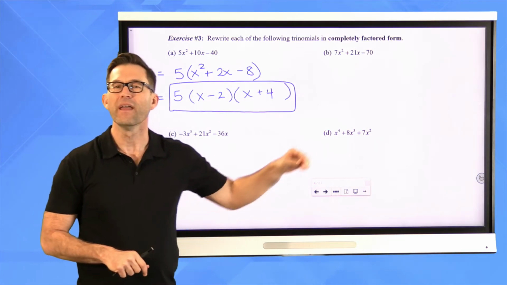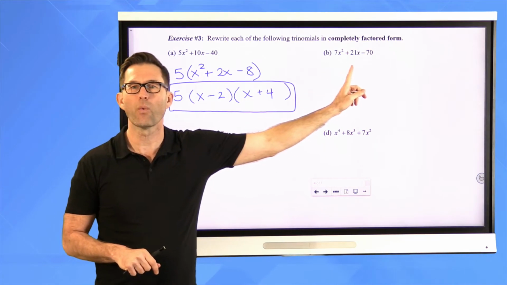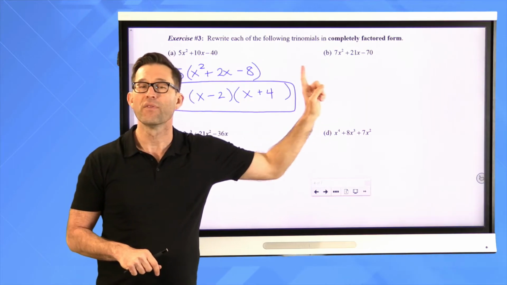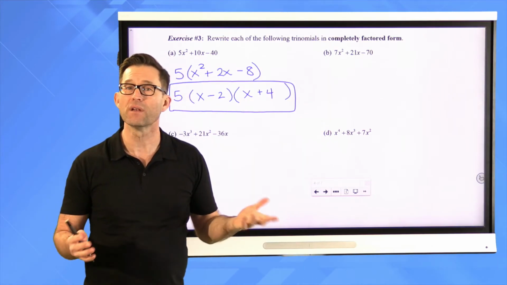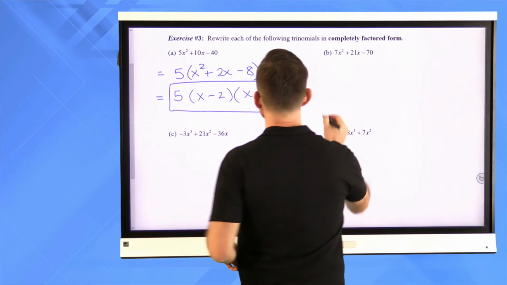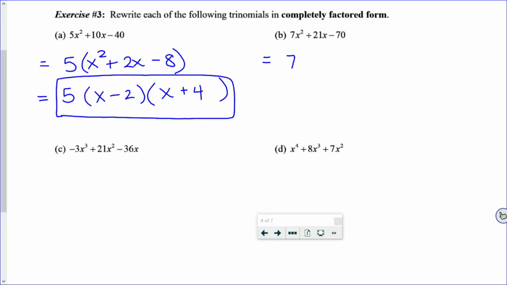All right, in this case, we have 7, 21, and 70. The greatest common factor of those is the number 7. So what I'm going to do is first factor that 7 out, leaving me with x squared plus 3x minus 10. All right, very similar to the last one, right?